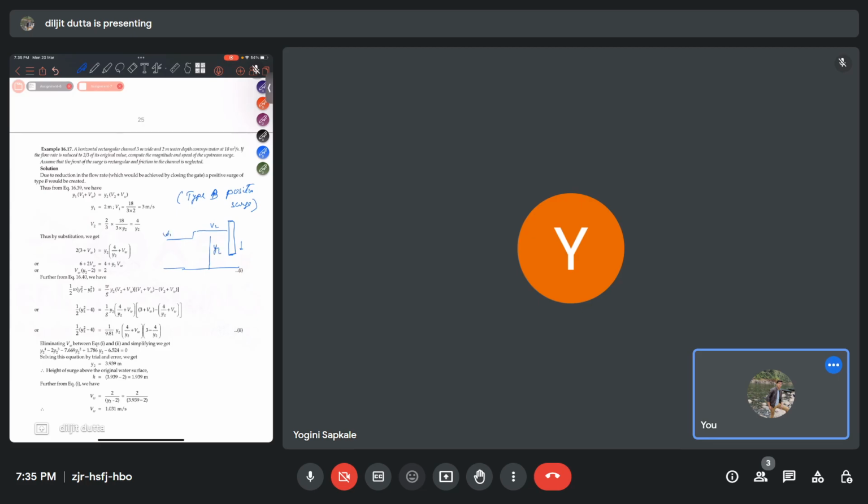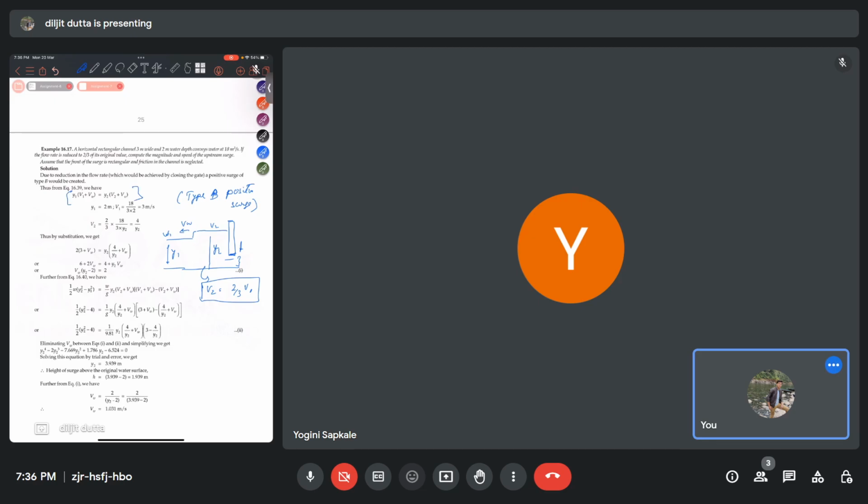Y2, V1, Y1, and Vw, and the gate is not fully closed, it is closed such that the flow is reduced. V2 final is equal to 2/3 of the original value, two by three of V1. Okay, so we can get the continuity equation.